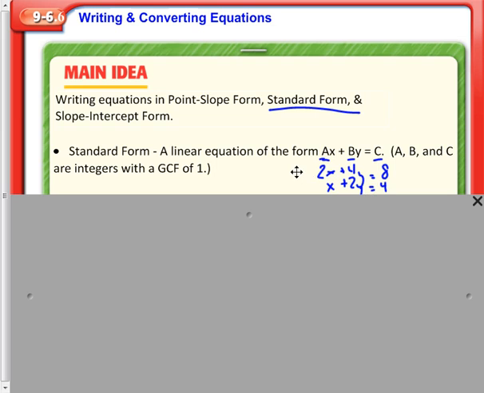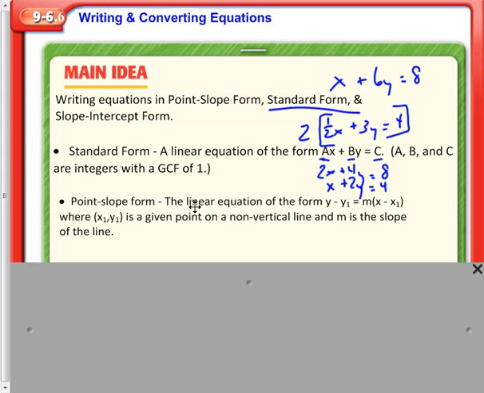They all need to be integers, so in other words, you can't have 1/2 x plus 3y equals 4 either. If that happens, you need to multiply the whole thing by 2, so that way you can get this to be just x plus 6y equals 8. You can't have any fractions, and we want the greatest common factor to be 1, so we want none of them to be all even or something like that.